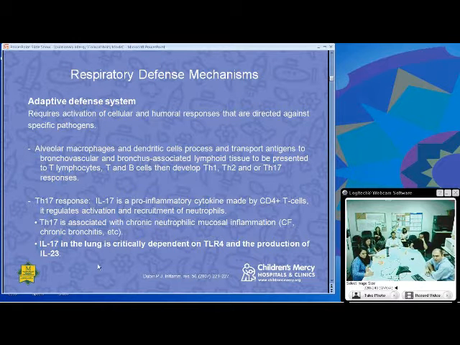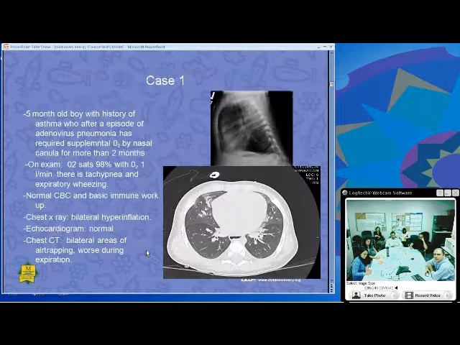And we have found out that IL-17 is dependent on toll-like receptor 4 in the respiratory system. So it's a mediator for this type of inflammatory process.